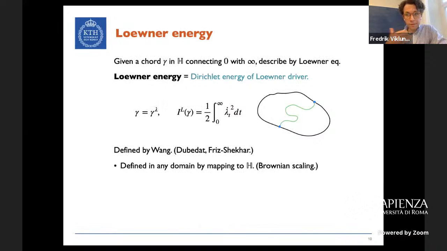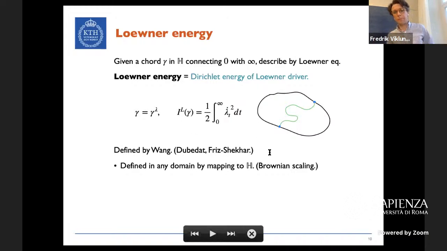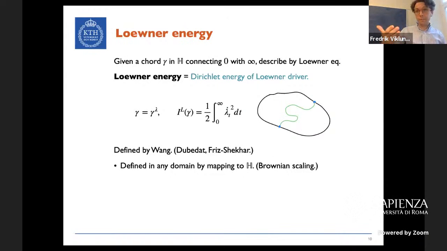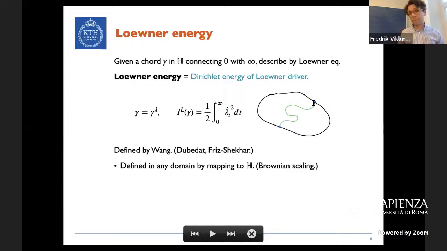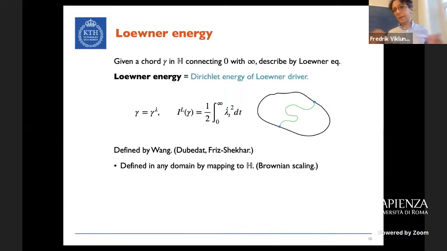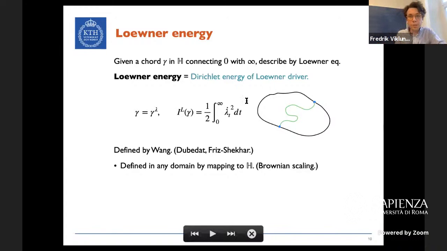And this can be defined in any domain: if you have two marked boundary points in a simply connected domain, and you have a chord running between these 2 points, you can just map to the upper half plane, with one point going to 0, the other point going to infinity, and this mapping is defined up to a scaling. But maybe this can give us an exercise to check that if you rescale your curve, actually the energy doesn't change.